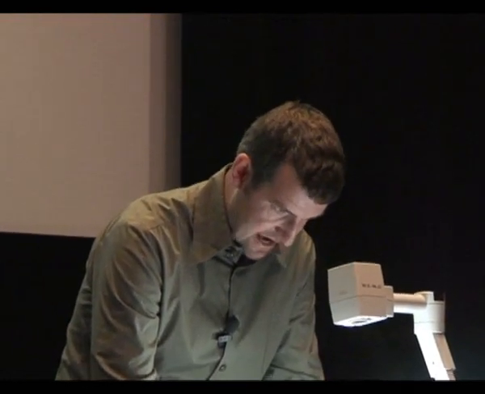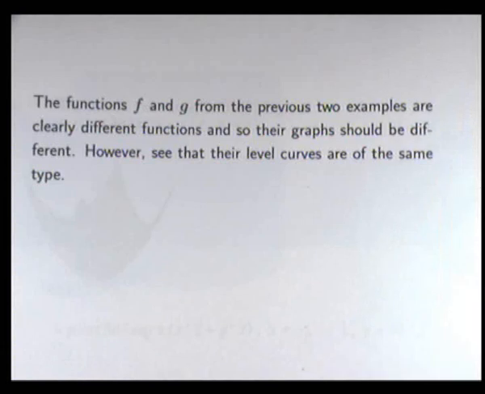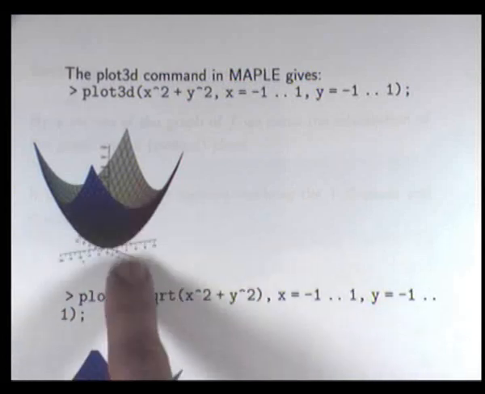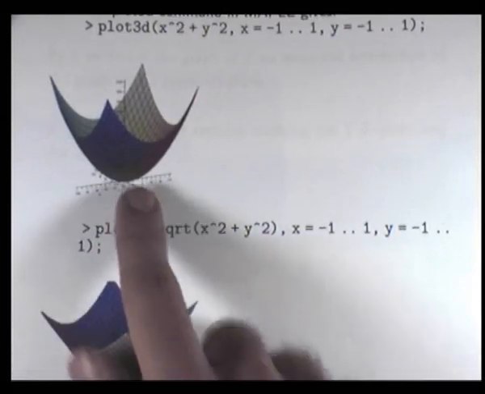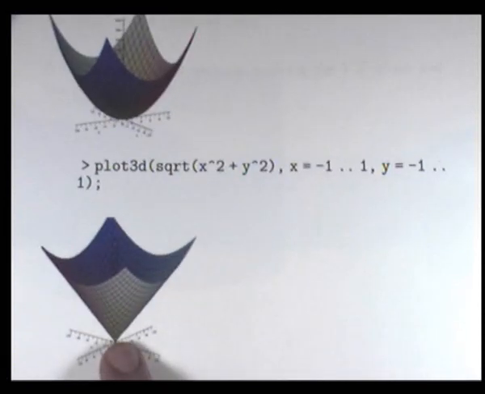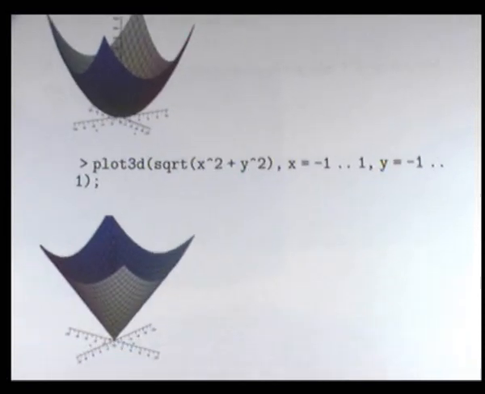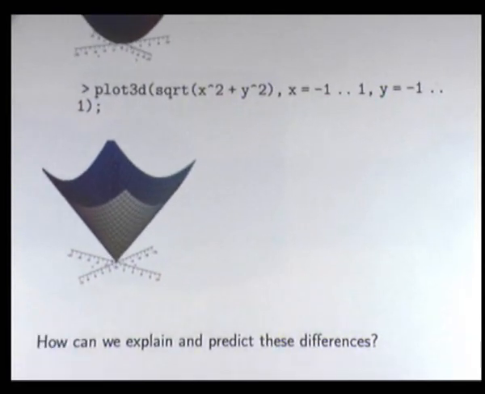Now, note that the f and g from the previous 2 examples, they're different functions, but they have the same level curves. If they're different functions, then we would expect them to have different graphs. In fact, if we go to Maple and use the plot 3D command, here's the plot of the first function, and here's a plot of the second function. Notice they look similar, but they're different. This one's rounded at the bottom, and this one's pointy, like a cone. So the important thing here is, how can we explain and predict these differences?